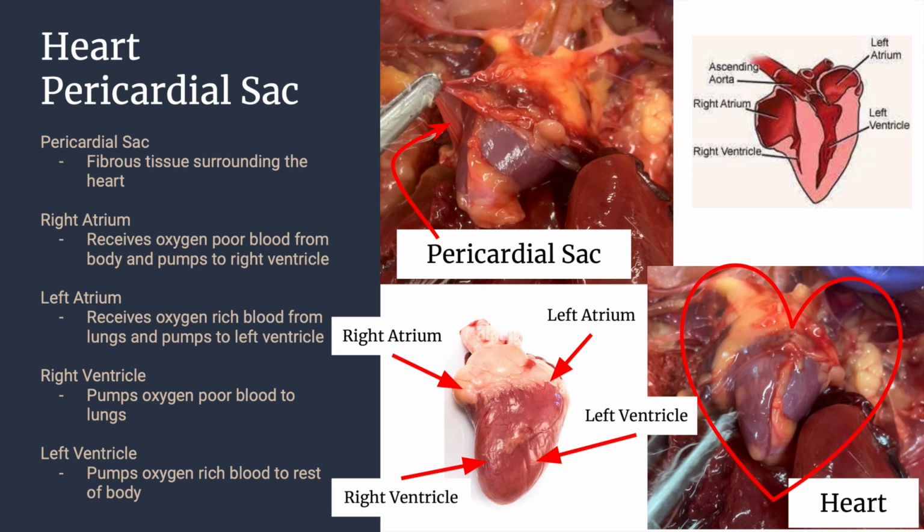Moving on to the circulatory system, you can see the pericardial sac in the top left photograph. The pericardial sac is the fibrous tissue surrounding the heart. On the bottom left, you can see the 4 chambers of the heart. The right atrium receives oxygen-poor blood from the body and pumps to the right ventricle. The left atrium receives oxygen-rich blood from the lungs and pumps to the left ventricle. The right ventricle pumps oxygen-poor blood to the lungs, and the left ventricle pumps oxygen-rich blood to the rest of the body. In the bottom right, you could see the heart while still intact with the rest of the bird.